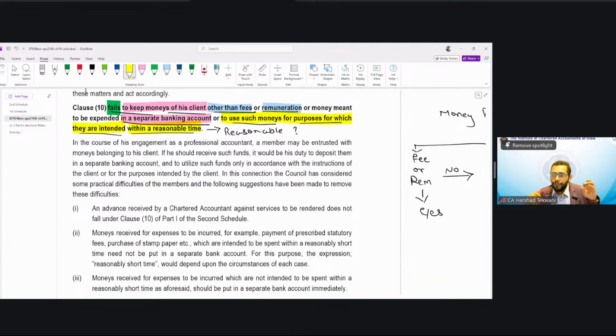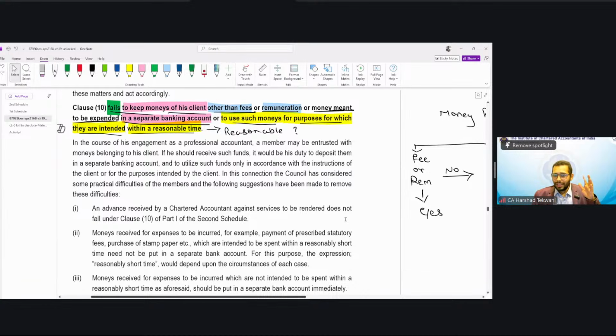First of all, if the time frame until which you need to use the money is not short, let's say more than a few days, then you need to deposit it in a separate bank account, because that will fall under this part: money meant to be expended, but with you for a very long period, so keep it in a separate bank account. But if that money is required to be used within a reasonable, short, or given time frame, not a very long period, then you need to use such money, and failing to use such money for the purpose for which it is intended will attract clause 10.